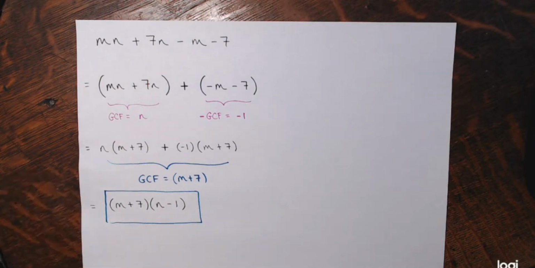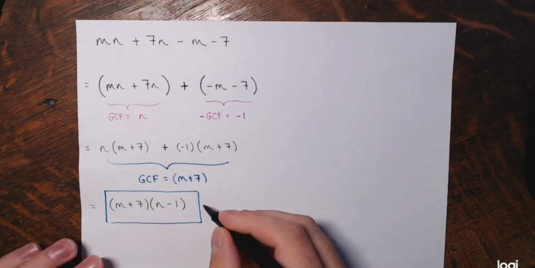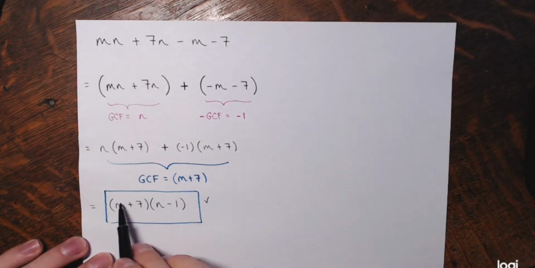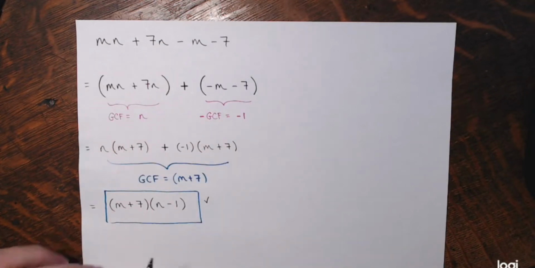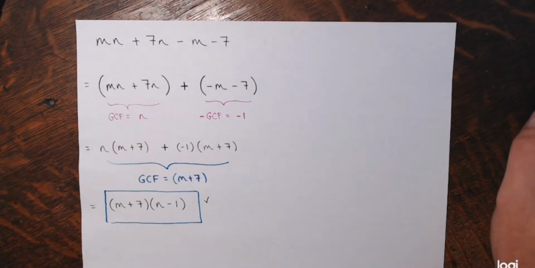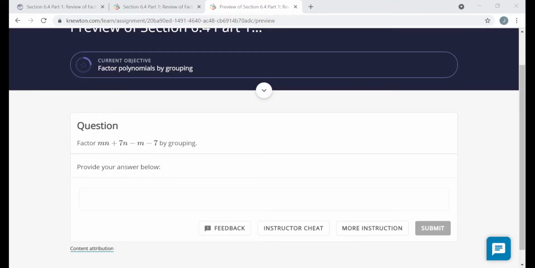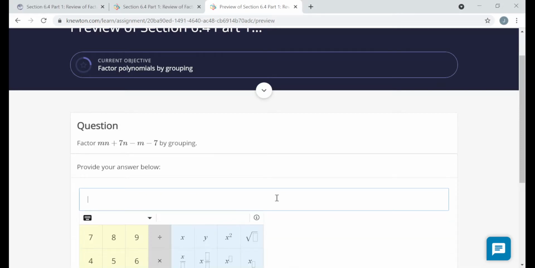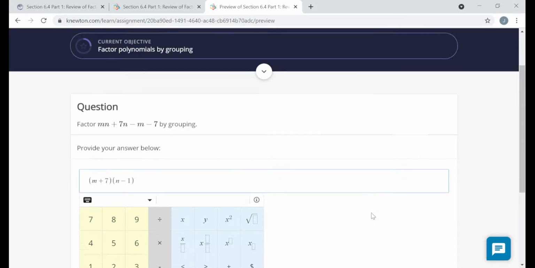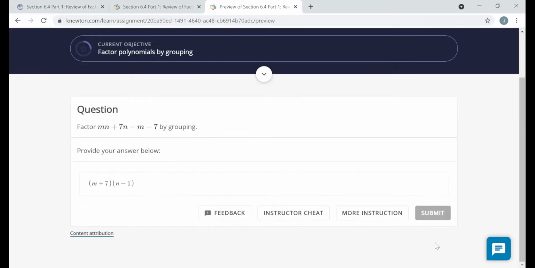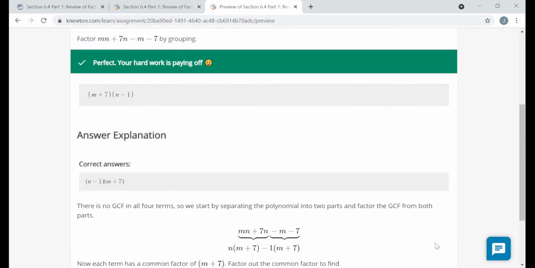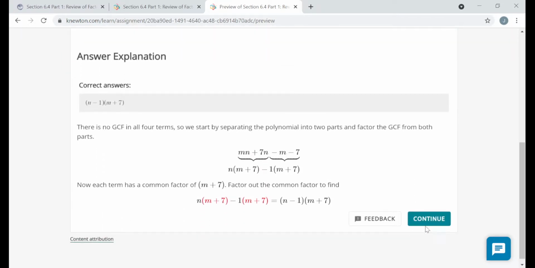As a product. Again, please check this by multiplying. Distribute the m to n minus 1, distribute the 7 to n minus 1, and you should get the same 4 terms that were in the original. So this is what I'm going to be entering. M plus 7 times n minus 1. So the quantity m plus 7, parentheses, n minus 1. Okay. And submit. Wonderful. And again, please read through the answer explanations.